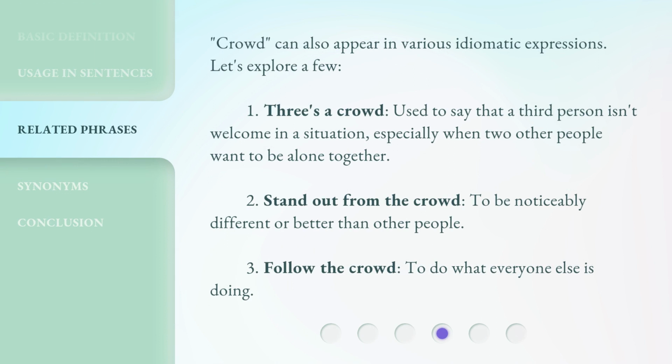Crowd can also appear in various idiomatic expressions. Let's explore a few. 1. Three's a crowd. Used to say that a third person isn't welcome in a situation, especially when two other people want to be alone together. 2. Stand out from the crowd. To be noticeably different or better than other people. 3. Follow the crowd. To do what everyone else is doing.